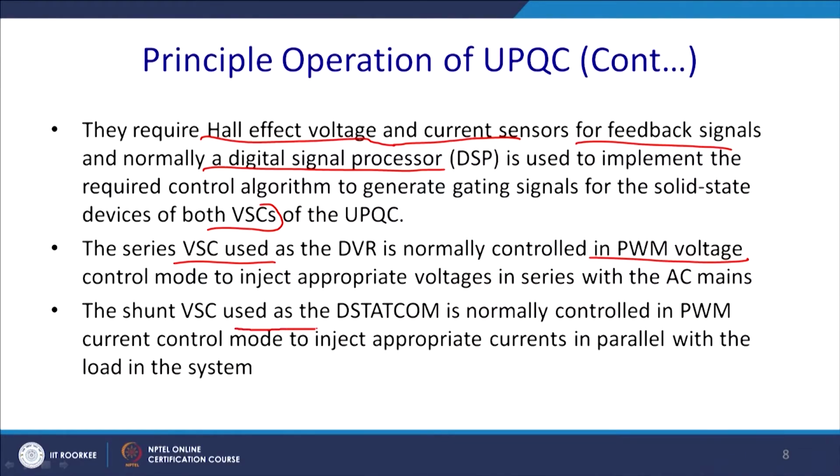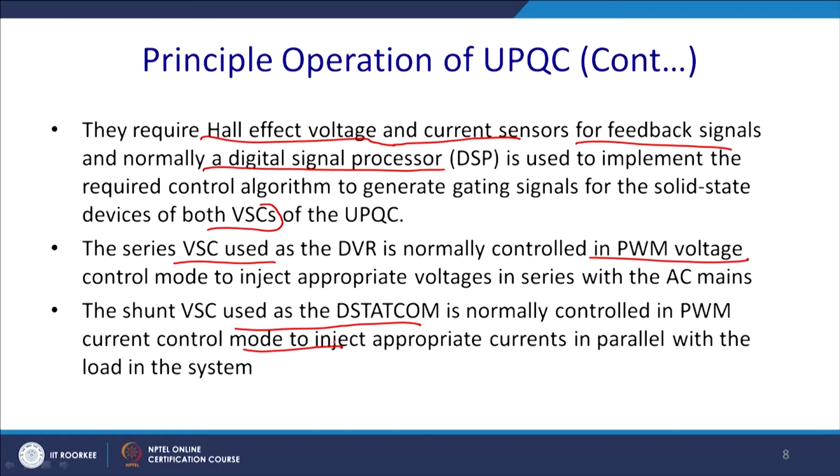The shunt voltage source converter uses D STATCOM and is normally controlled in current control PWM mode. It can be average current mode control or peak current mode control. Generally, we prefer average current mode control, and we are required to tune the PI controller for this reason, to inject the appropriate current in parallel or in shunt with the load of the system. We have discussed this earlier, as the slide says.